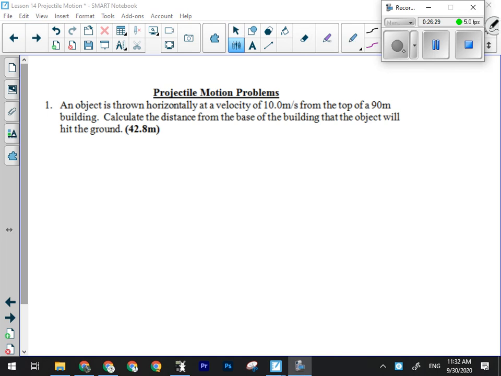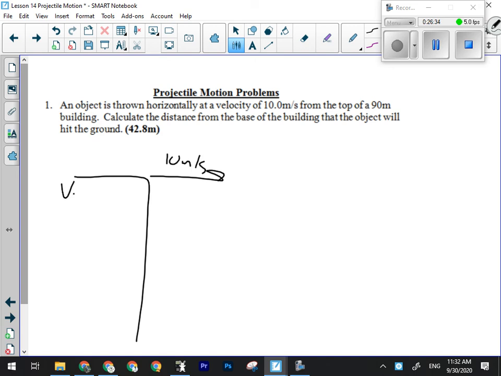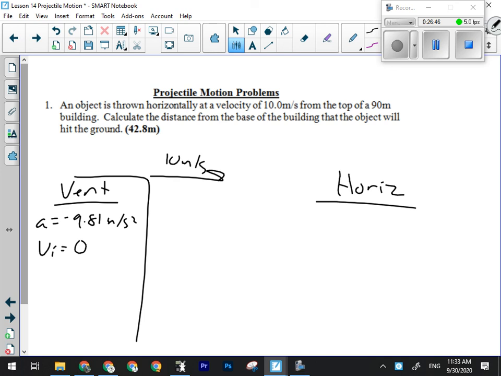So for this one, we have it projected horizontally. They tell us it's 10 meters per second. From a vertical perspective, acceleration is negative 9.81, although it doesn't need to be negative, meters per second squared. VI is 0, and D is 90. Horizontally, all we know is V, 10 meters per second. So we're solving for t using our vertical information, bringing it over there, and finding the distance from the base using v equals d over t.